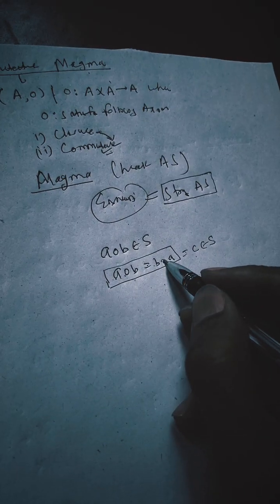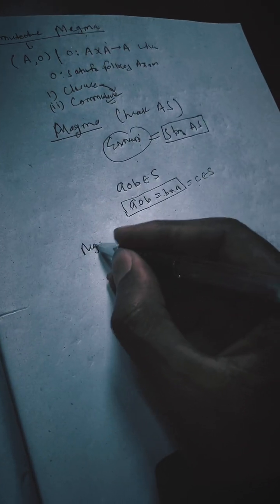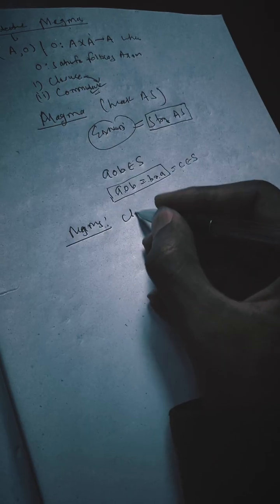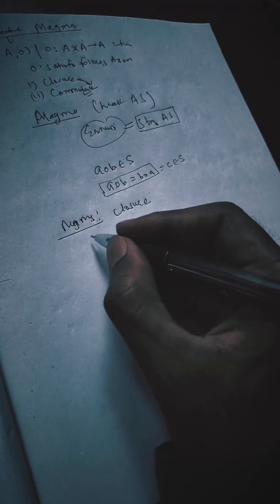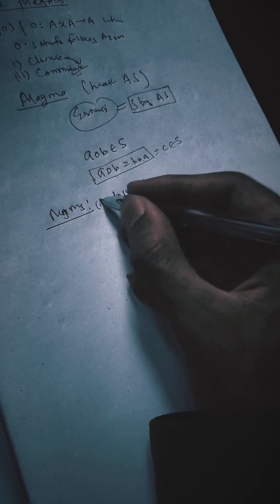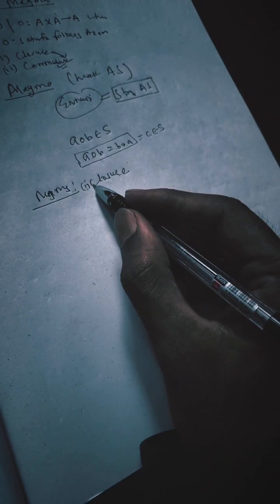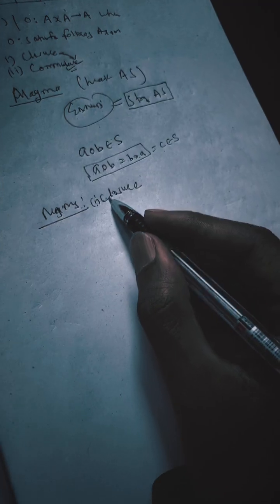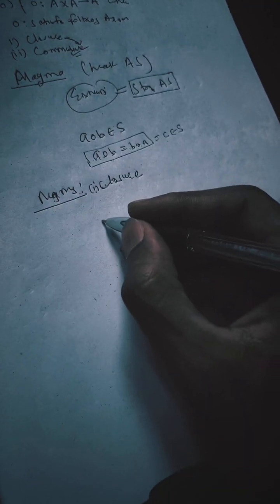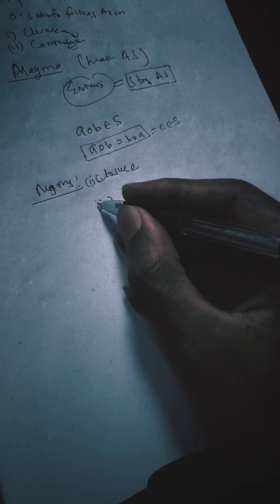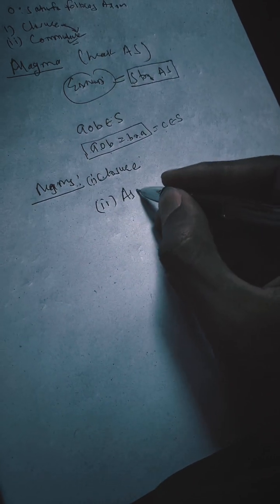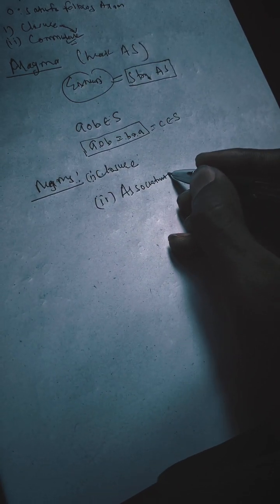It gives more power. Now suppose we have a magma, it satisfies closure. Now there is one axiom, this is the first axiom. If any algebraic structure satisfies closure, it becomes a magma. Now what if it satisfies associativity?